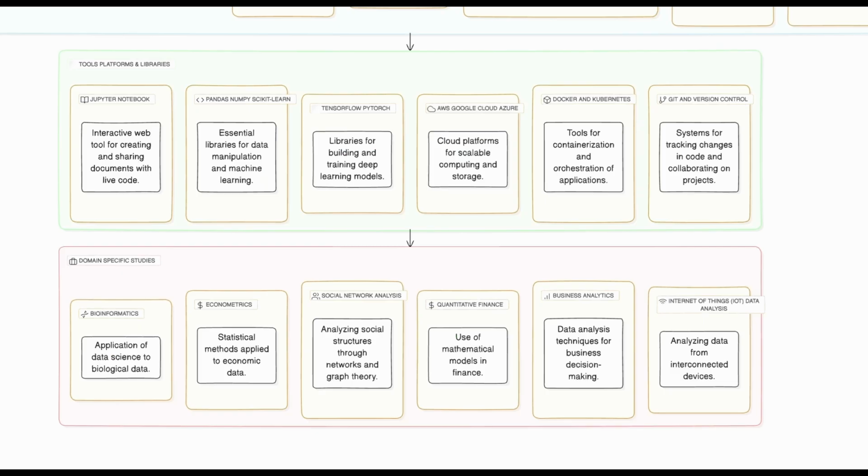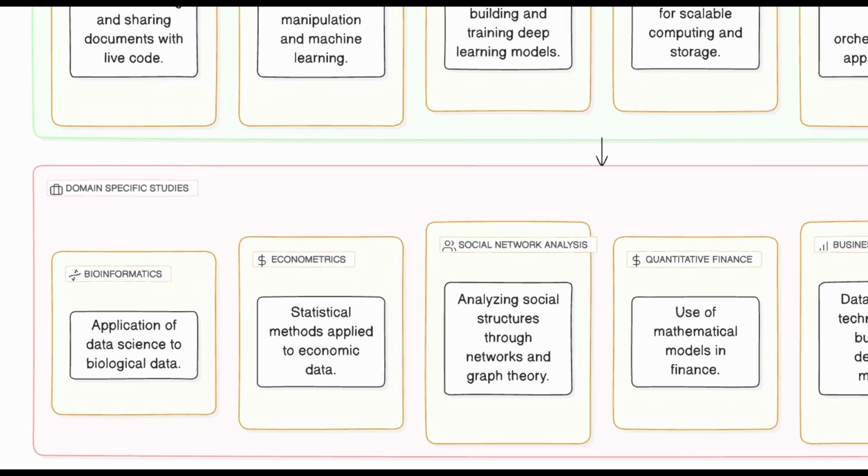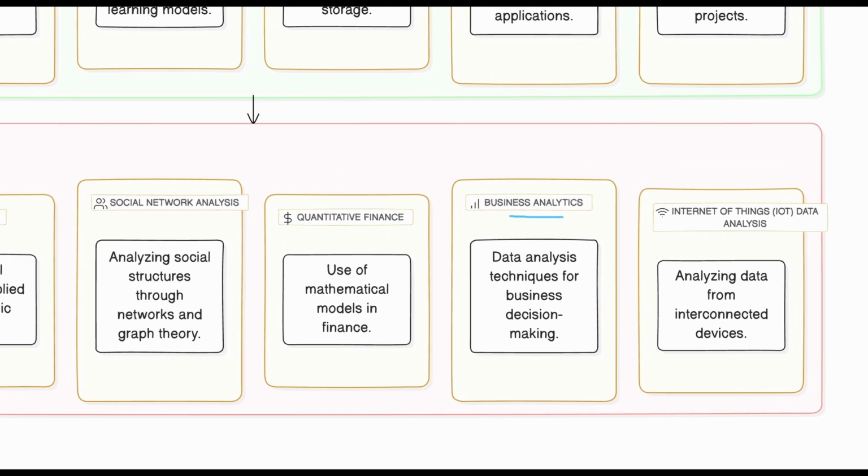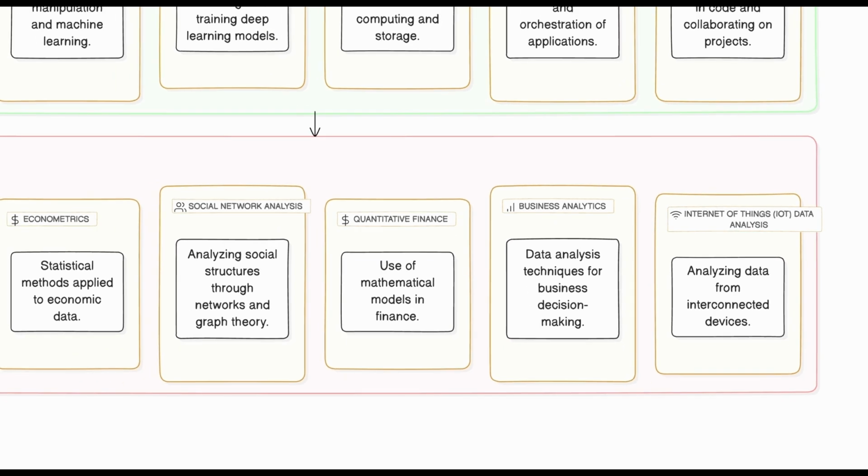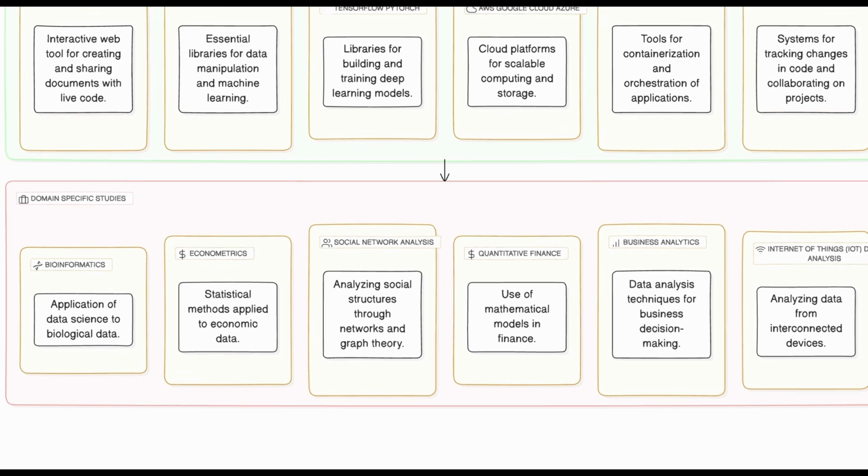Finally, we have domain-specific studies. Here I've put a few of the domains. There's bioinformatics, econometrics, etc. Bioinformatics is the application of data science to biological data. Econometrics is statistical methods applied to economic data. There's of course social networks, quantitative finance, and business analytics, which is more common, and Internet of Things data analysis as well. Those are some of the domains, which is not in any way an exhaustive list, but work with it to see what kind of domain you are interested in.